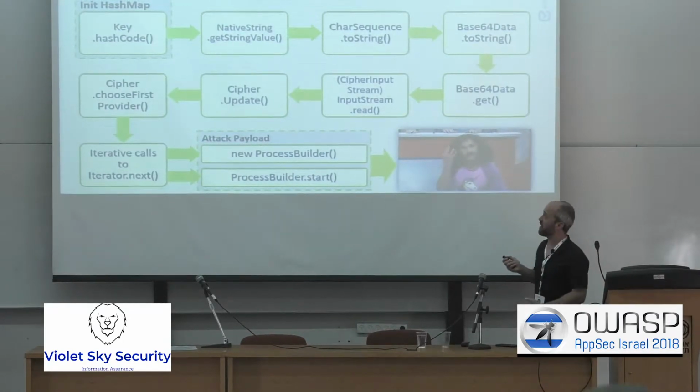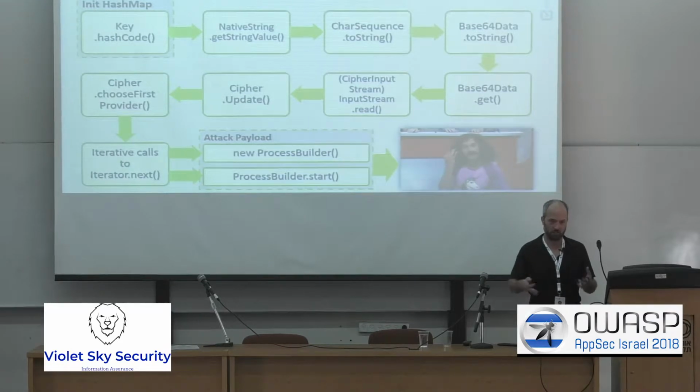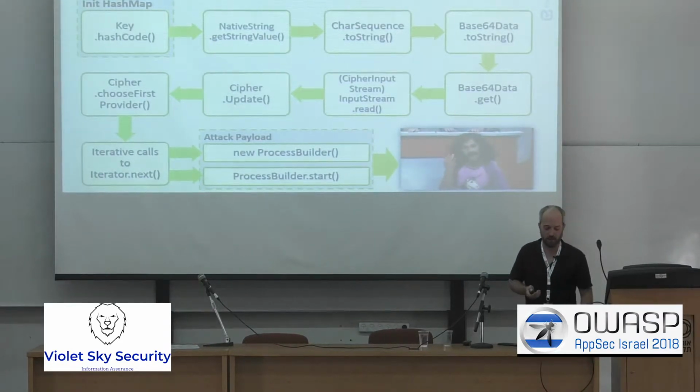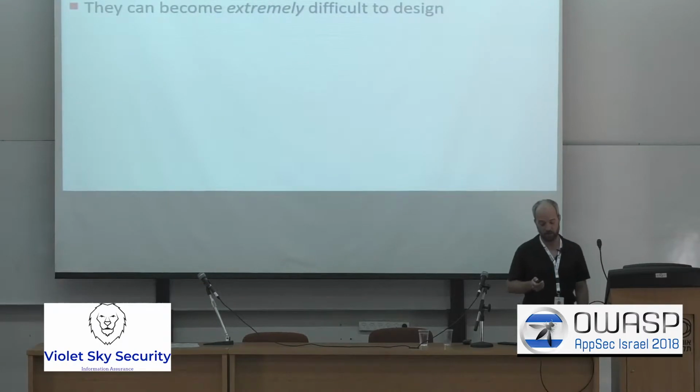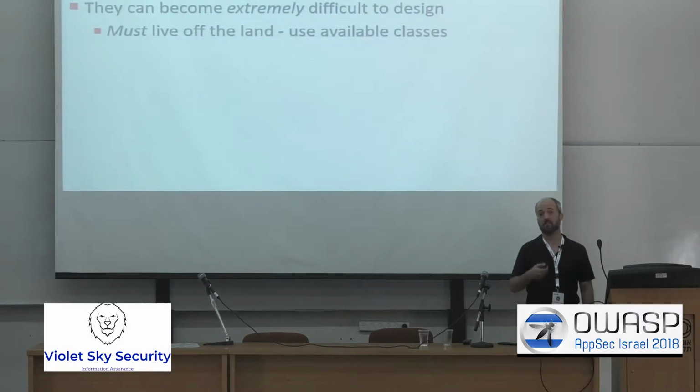So this is very complicated. I had to read a lot about it, so I don't feel it's in scope to break down. But it is important to see a gadget chain, because it's important to understand that they can be very difficult to design. They must live off the land. They must have available classes. They must have available objects. Everything needs to connect correctly for all these calls to happen correctly.